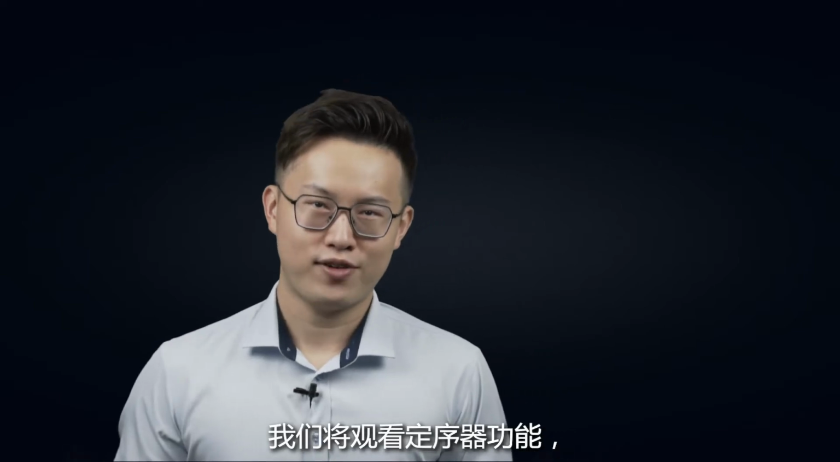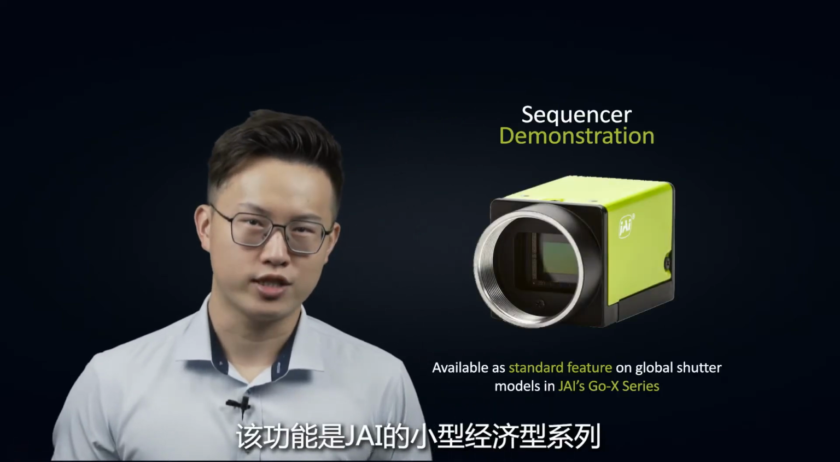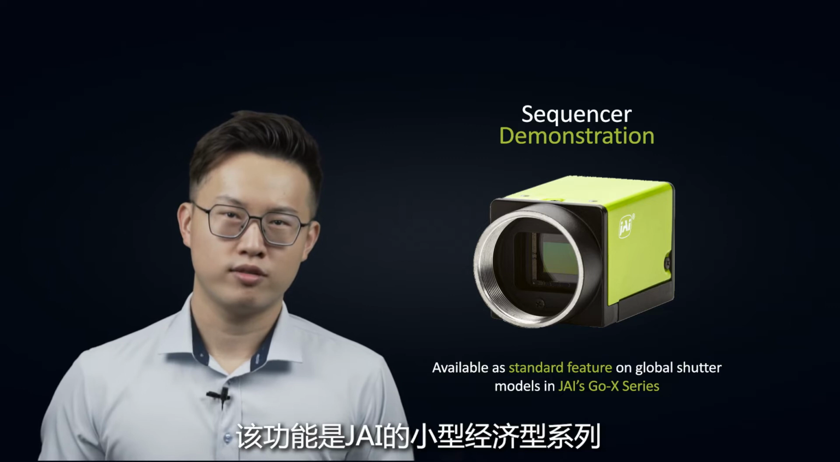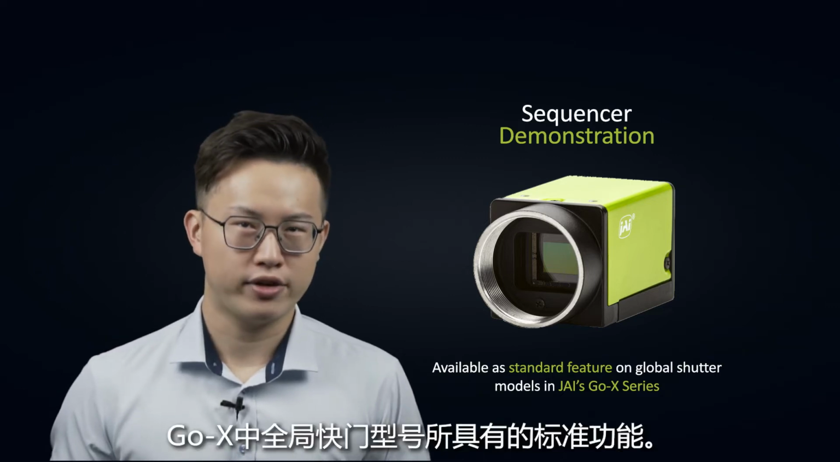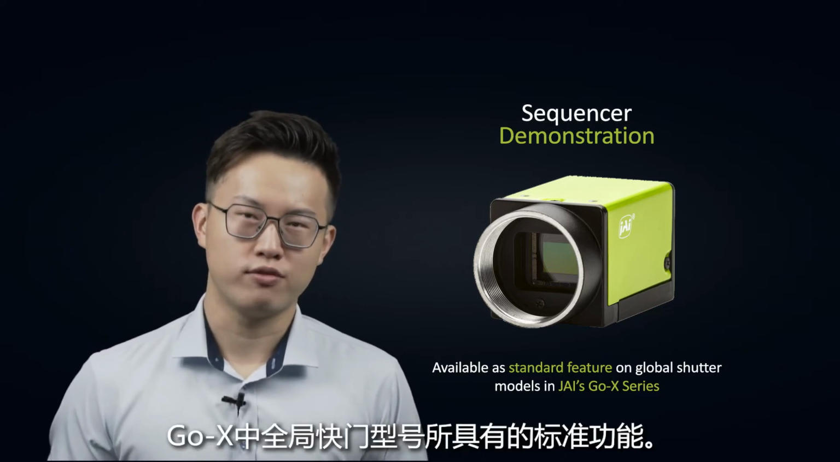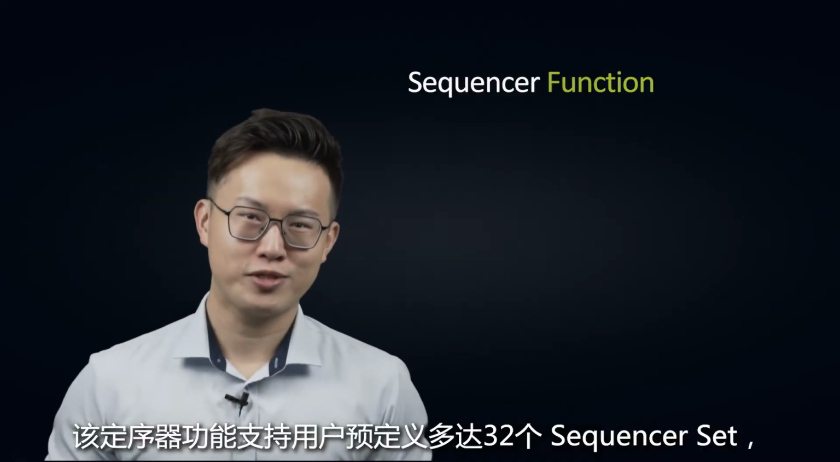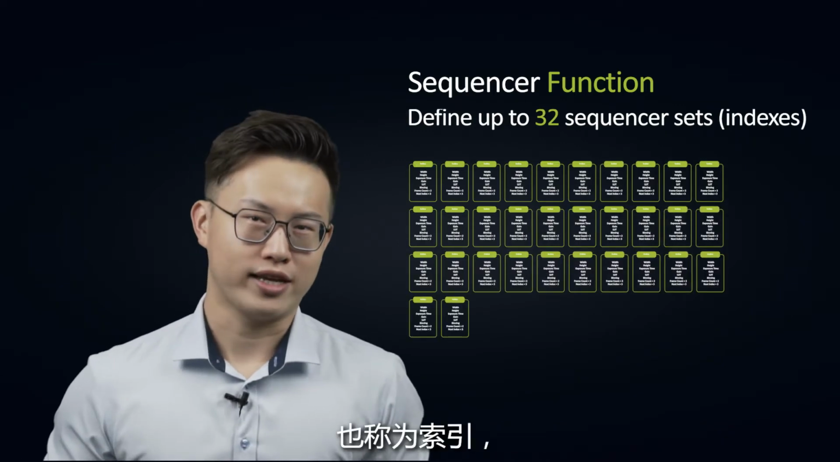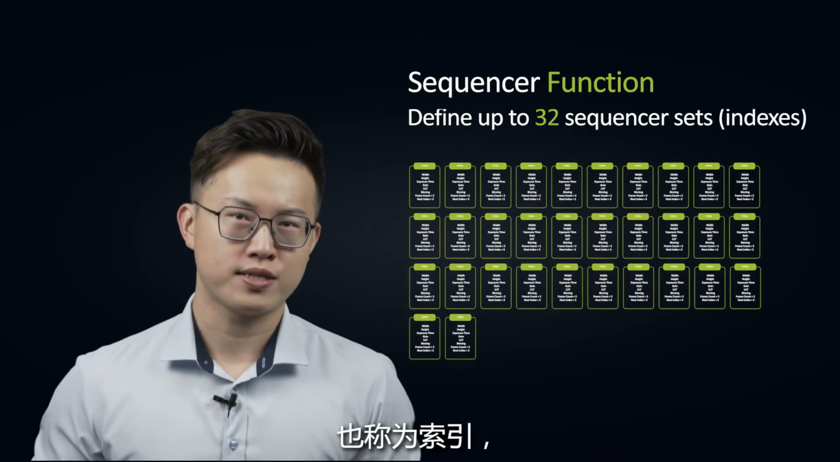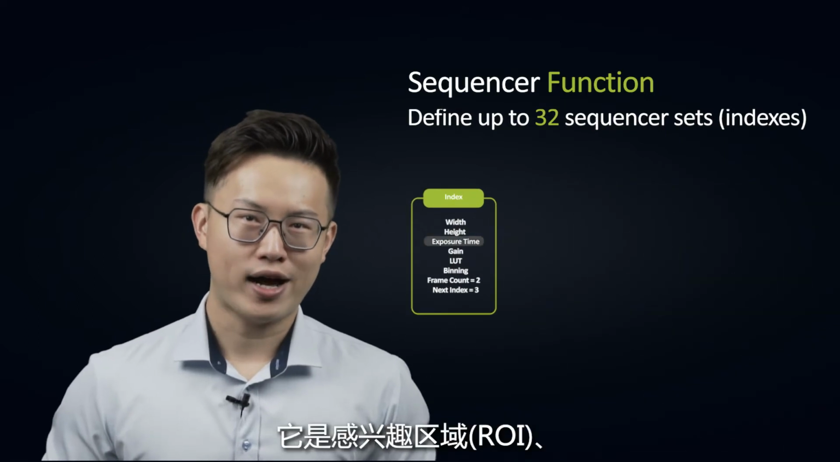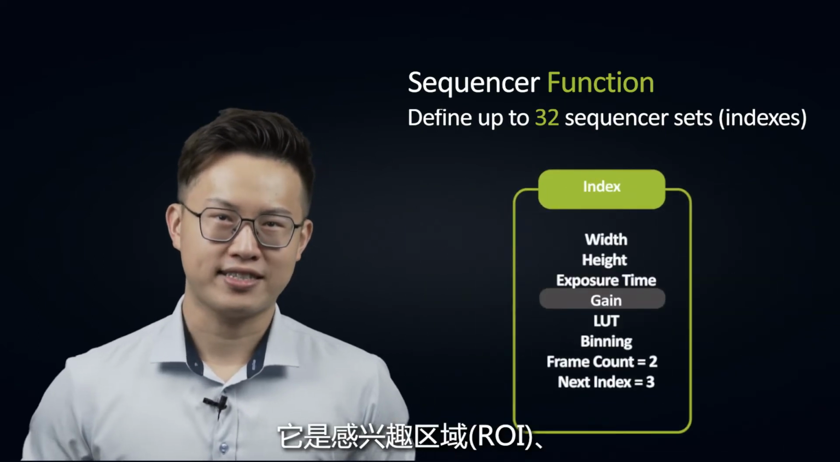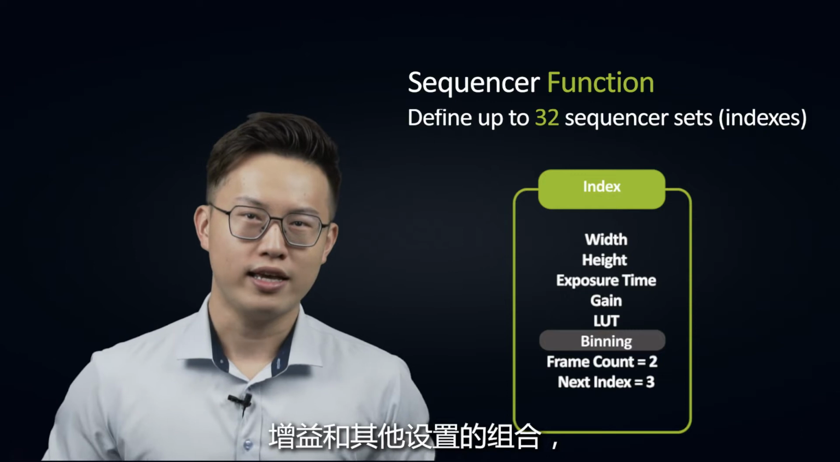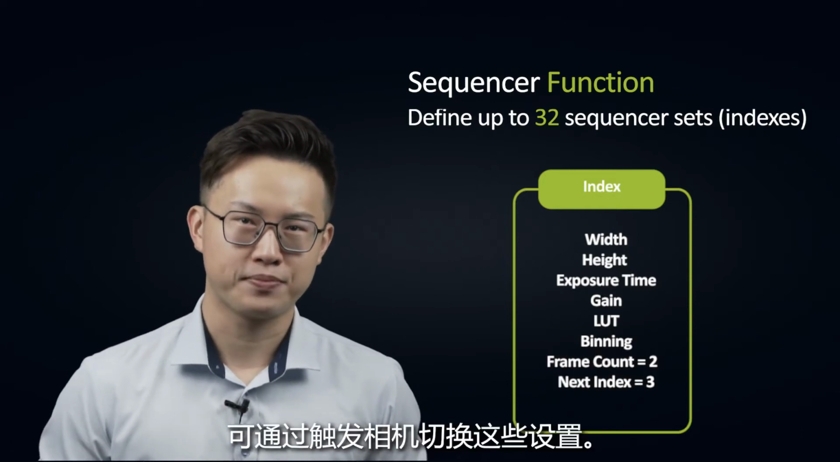In this demo, we'll be taking a look at the sequencer function available as a standard feature on global shutter models in JAI's GoX series of small, affordable machine vision cameras. The sequencer function allows users to predefine up to 32 sequencer sets, also called indexes, which are combinations of exposure time, ROI, gain, and other settings that the camera can switch between in response to receiving a trigger.